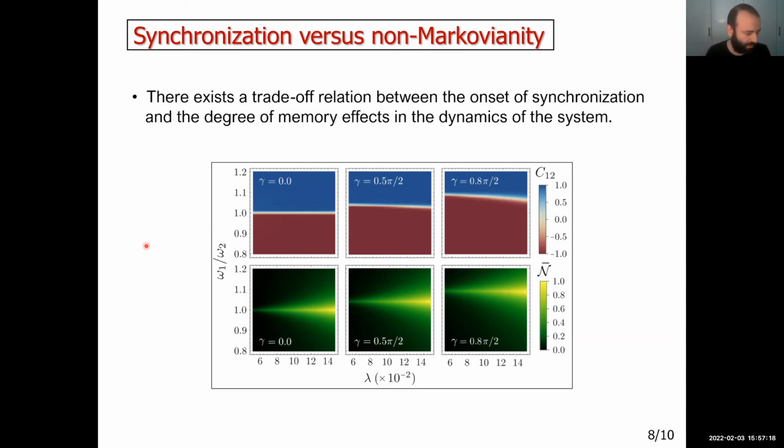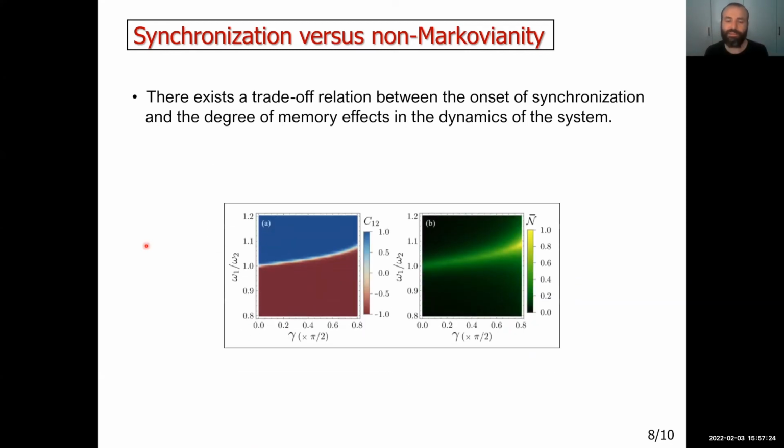I know that I don't have a lot of time left. I want to show you just the last two plots. This is for the same data set, but maybe it's easier to see the trade-off from this plot. Now, along the vertical axis, we have detuning, and along the horizontal, we have the intra-environment interaction strength, which controls the degree of memory effects coming from the environment. You see again this white line, along which the synchronization cannot be established. And for the same parameter set, now if you check the non-Markovianity diagram, you see that the maximal value of non-Markovianity exactly corresponds to the same line. So indeed, there's a trade-off relation.